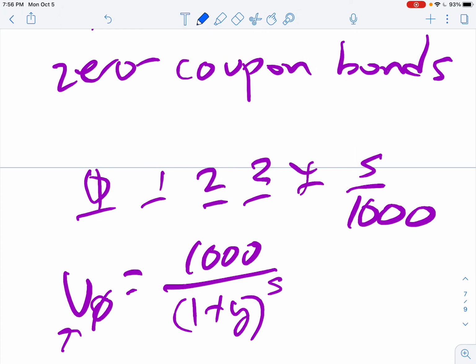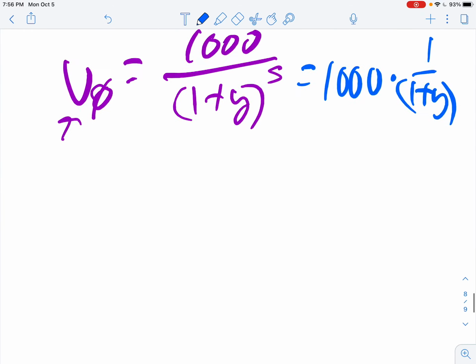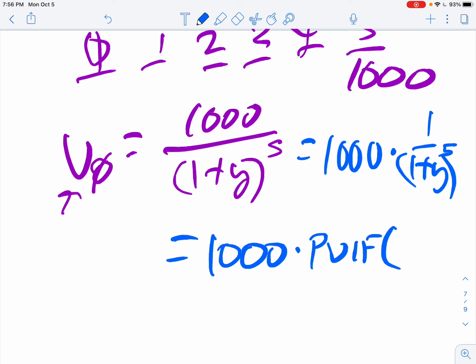Just to make sure you realize, this is the same as 1,000 times 1 over 1 plus y, to the fifth power. It's 1,000 times a present value interest factor, where r is what we're calling y, and n, the number of periods we're moving back in time, is in this case 5. I just want to make sure that you understand that. So that's a zero coupon bond.